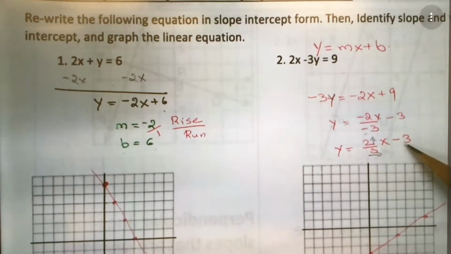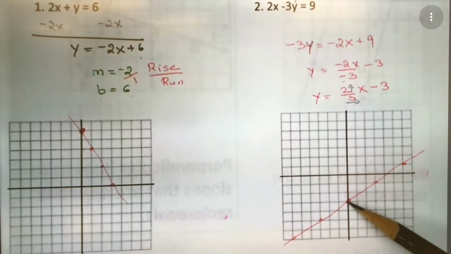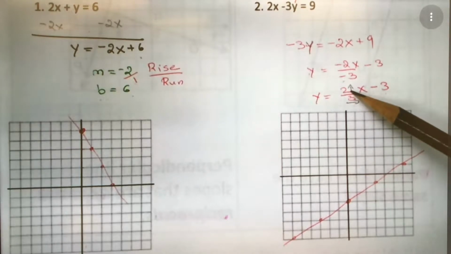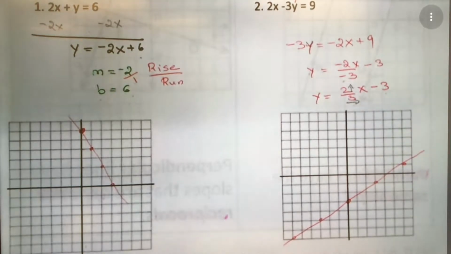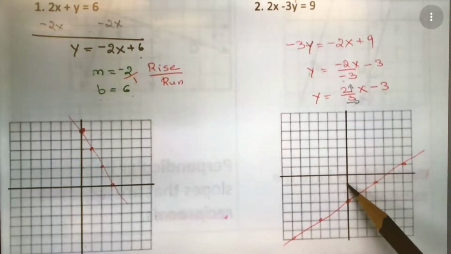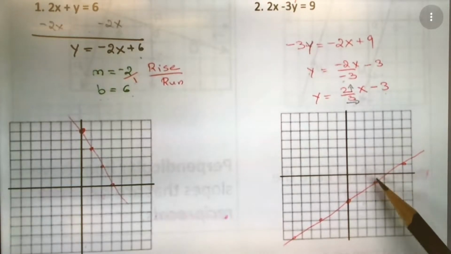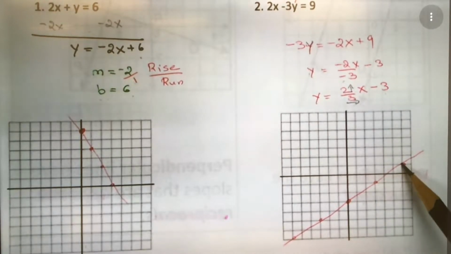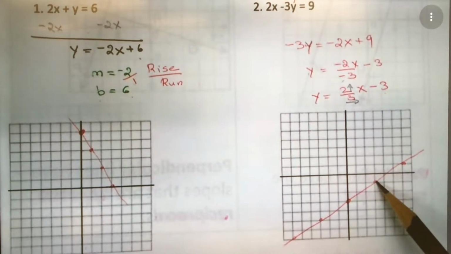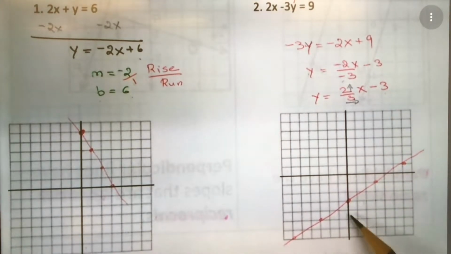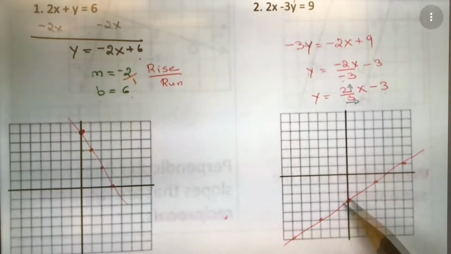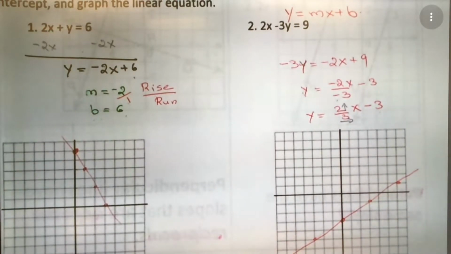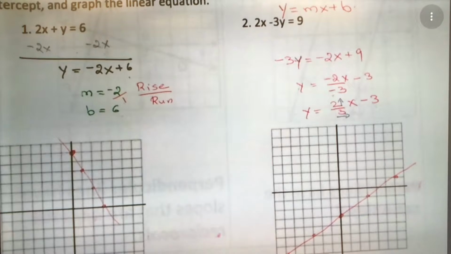Since the y-intercept is negative 3 on the y-axis, I plot the point negative 3, and the slope is 2 over 3. That means your rise is 2 points up, your run is 3 points to the right. So from this point you move 2 up, 3 over to the right. If you go backwards, you go 2 down, 3 to the left, and so on. So draw a line connecting all those points. This is the graph of the line 2x minus 3y equals 9.